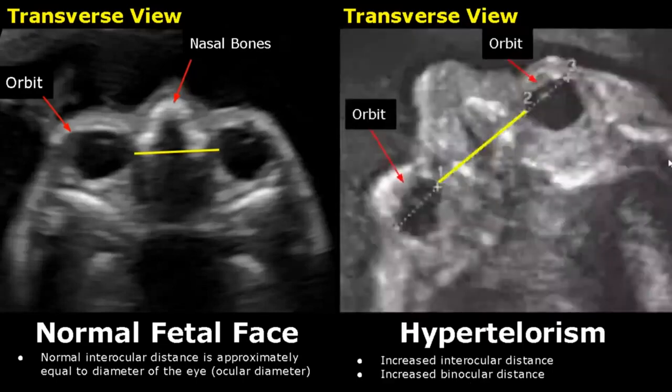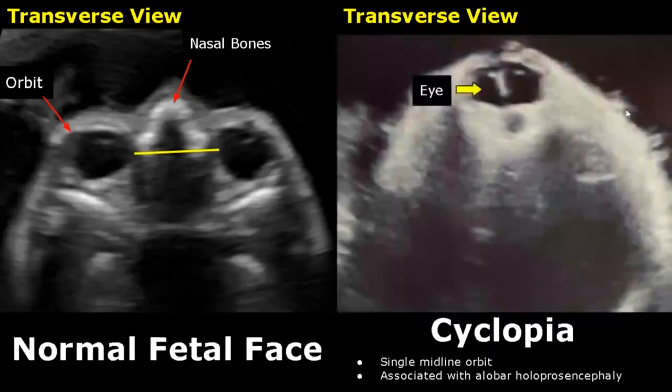In hypertelorism, the interocular and binocular distances are increased. The eyes are much further away from each other. Cyclopia occurs in a severe case of holoprosencephaly. In cyclopia, there is only a single midline orbit which contains either one or both eyes. We can only see a single orbit in the midline.